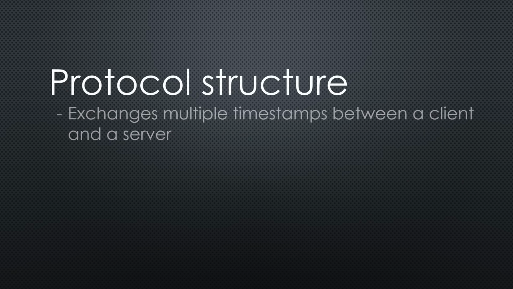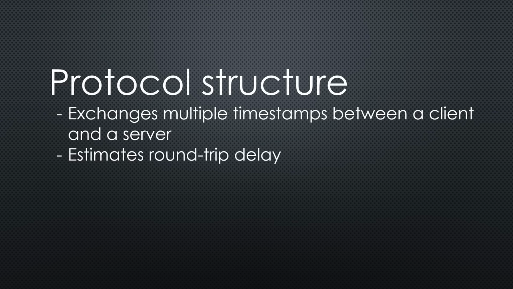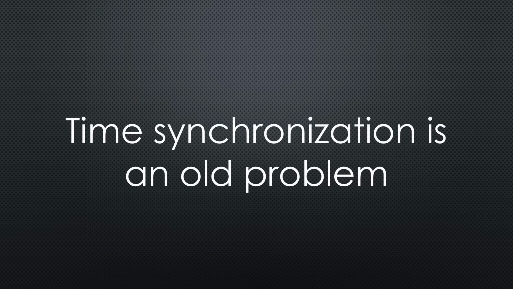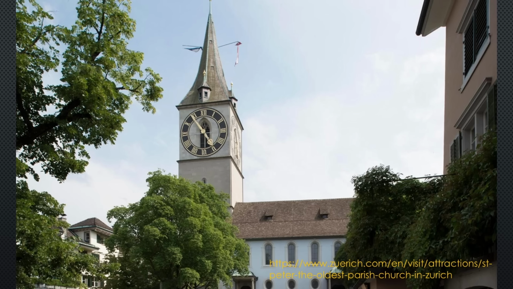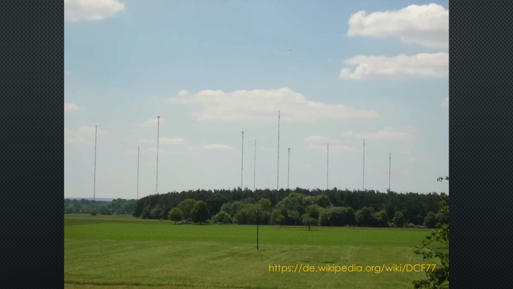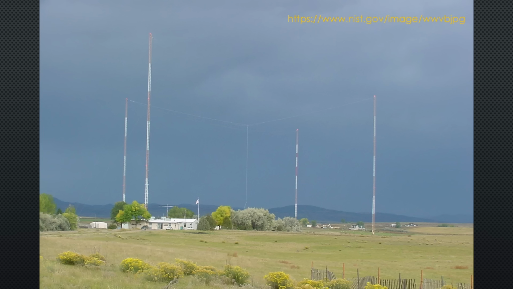The protocol exchanges multiple timestamps between a client and the server, estimating round-trip delay and correcting for time offset. An innovative solution to an ancient engineering problem that had many solutions over time. Elder people remember the clock at a central place, like the church. And even younger people remember time signals sent by strong transmitters like DCF77 or WWVB.